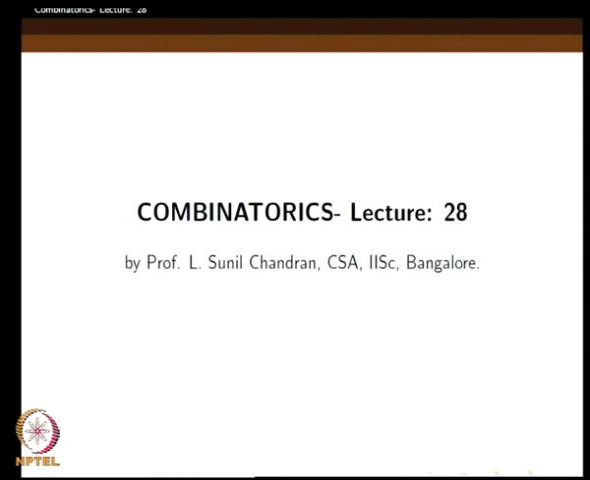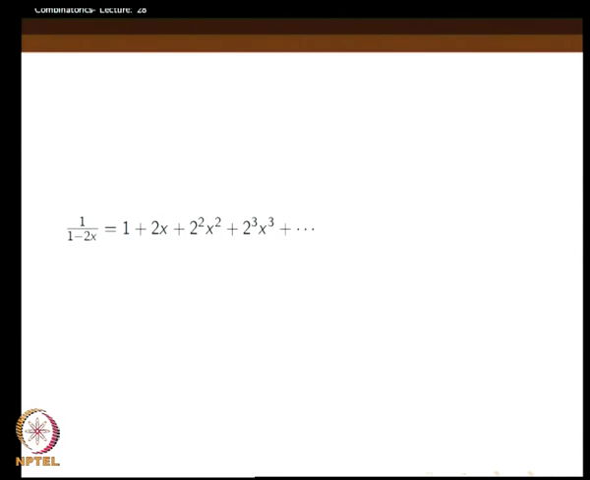Welcome to the 28th lecture of combinatorics. We were discussing generating functions and we saw several examples of how a sequence can be represented by a generating function.